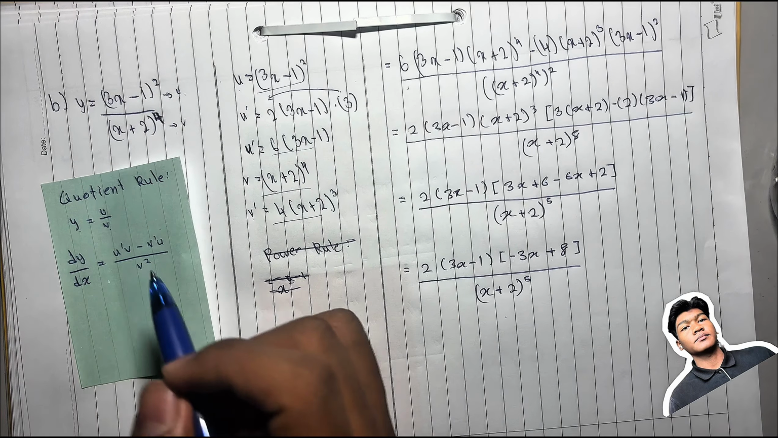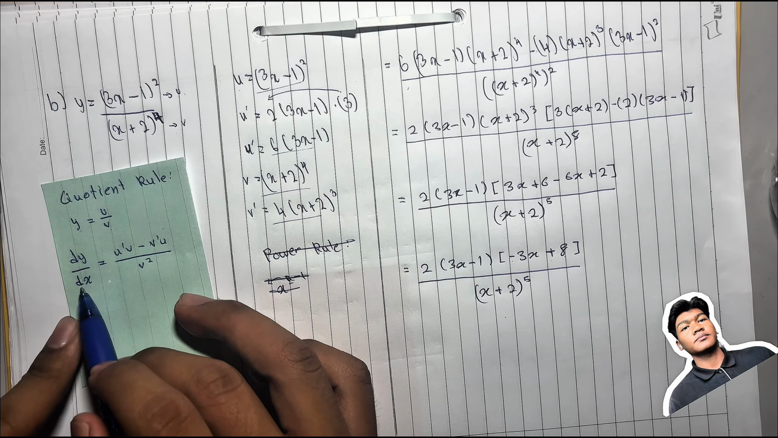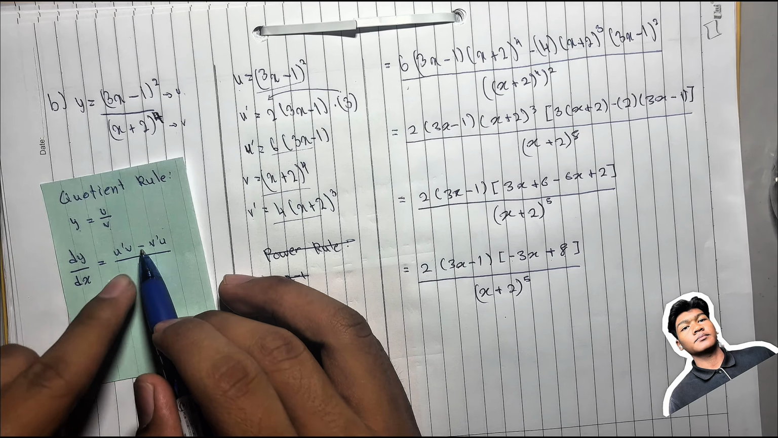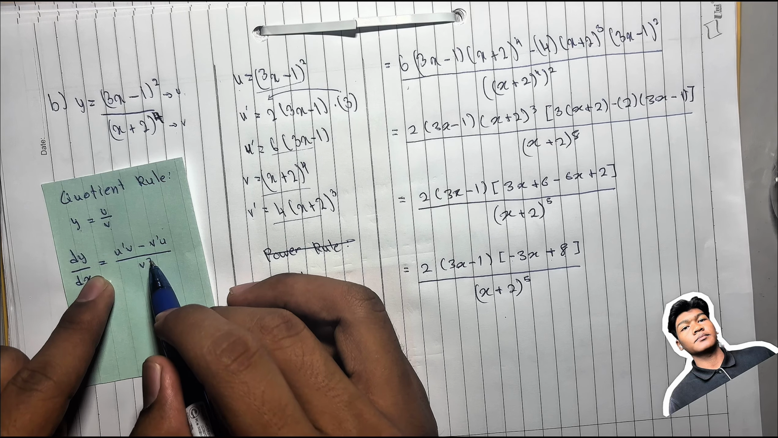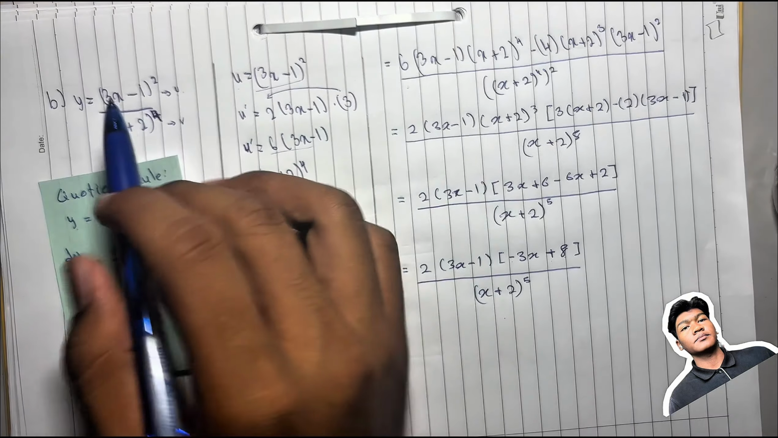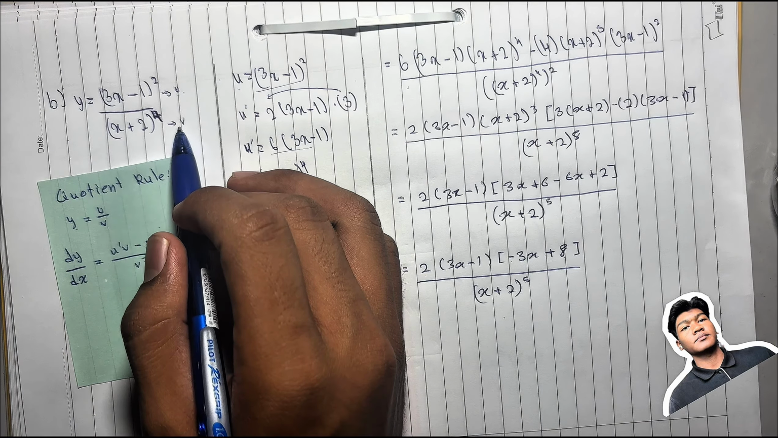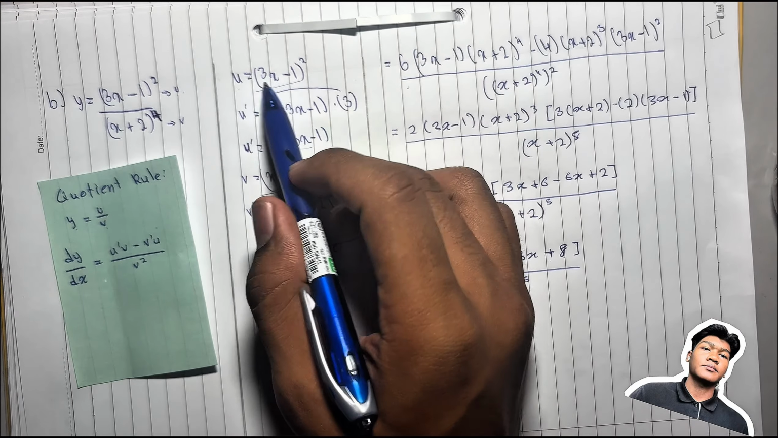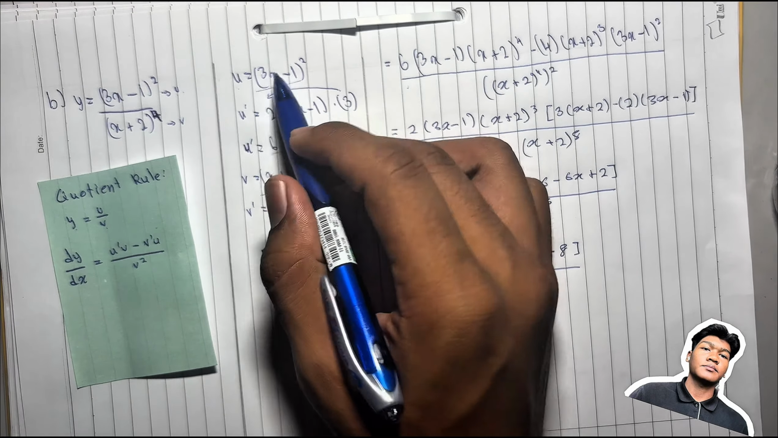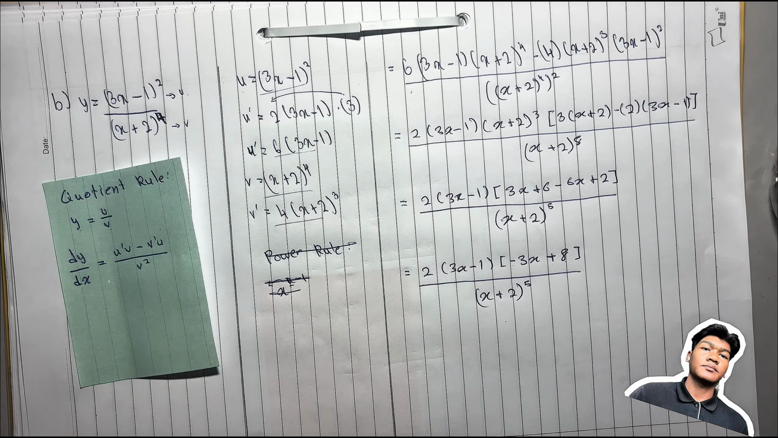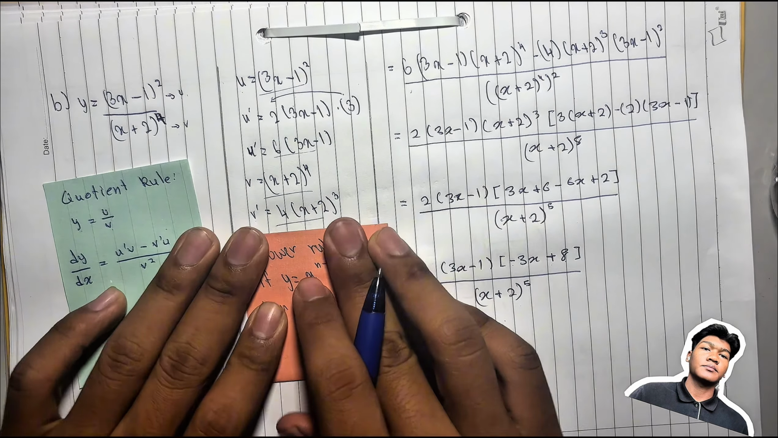In this equation rule, we're going to use this formula: dy over dx equals u prime v minus v prime u, all over v squared. So we're going to label the top one as u and the bottom one as v. We're going to differentiate the u, and then we're going to use what we call the power rule.